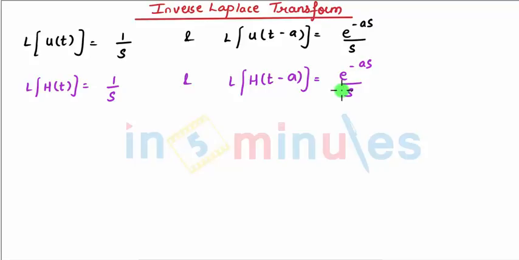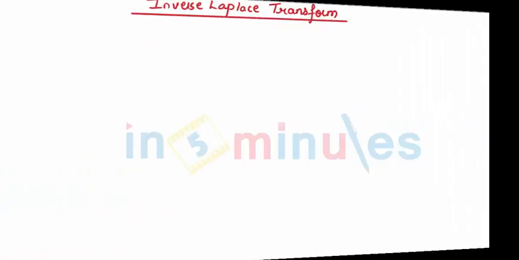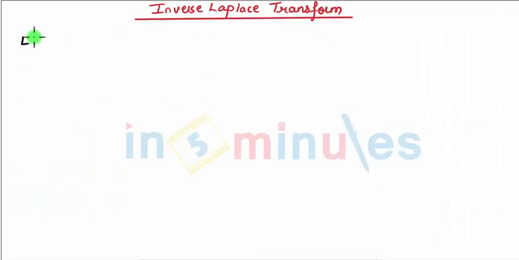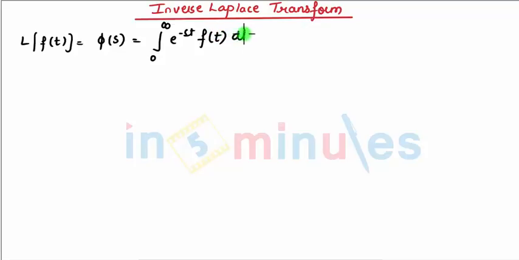So now, next I'll be doing one proof of h of t minus a when it gets multiplied to a shifted function. Now what is exactly that? We need to start with, when we say Laplace of f of t, that is nothing but phi of s, and that is nothing but we can say 0 to infinity e raised to minus st f of t dt.